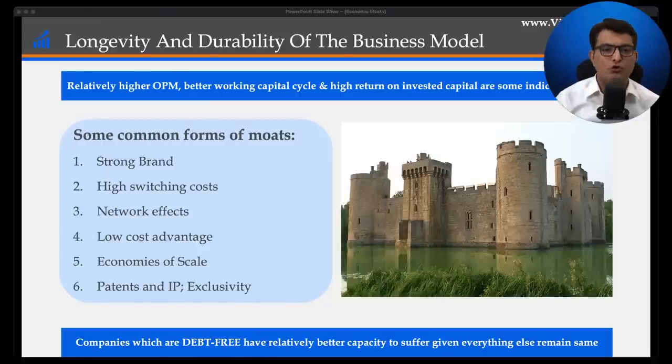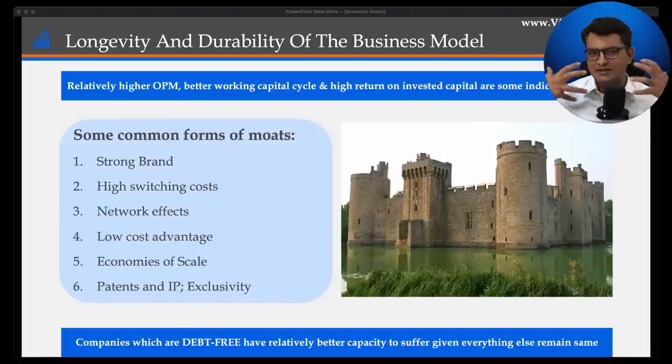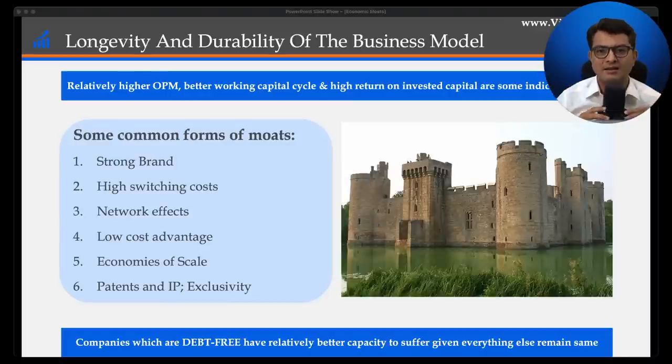So the first common form of moat is strong brand. If your company has a very strong brand, then when the consumer or the customer thinks about it, you automatically connect it with, say, Ramu Kaka's Pani Puri or Rocking Ranjita's Vada Pav. Okay, so you connect very deeply with that brand, and that deters the competition.